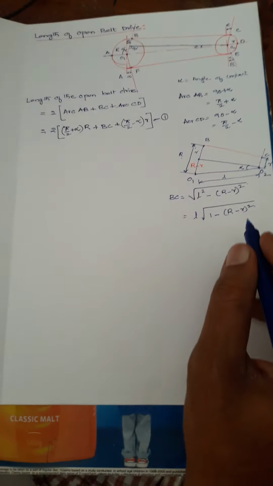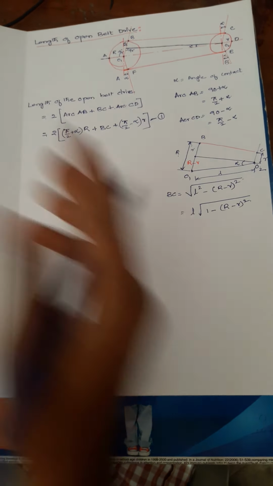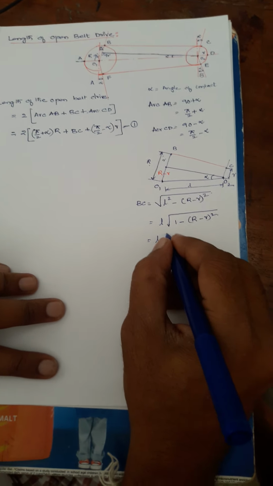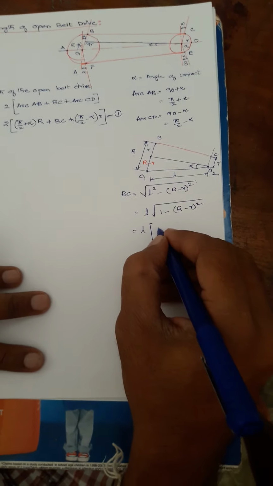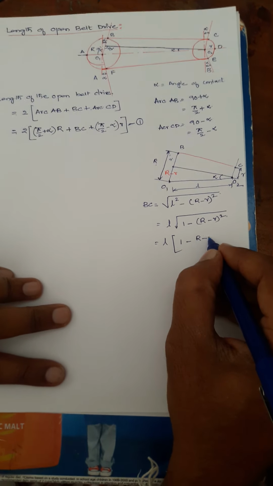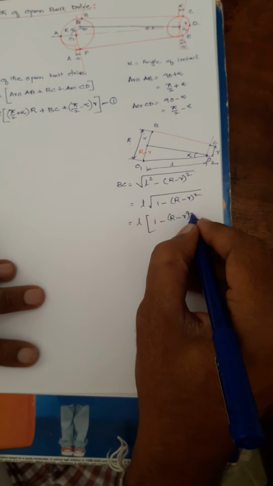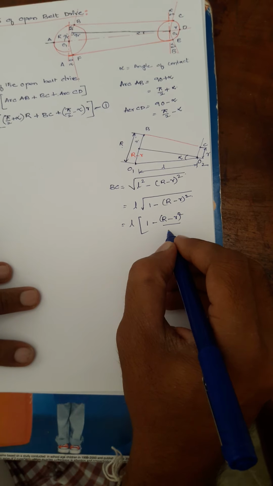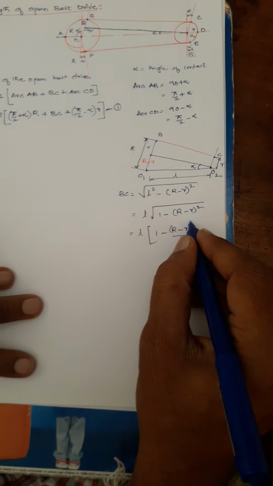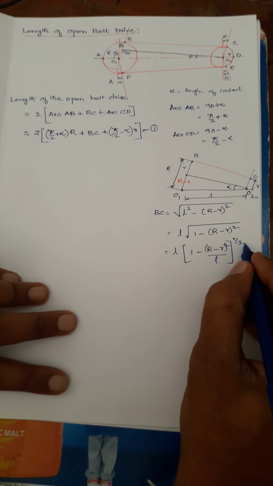So let us take the complete root outside. That is nothing but L into the root of 1 minus capital R minus small r whole square by L, because I am taking L out, so L square will be there here. This root cancellation goes to 1 by 2.